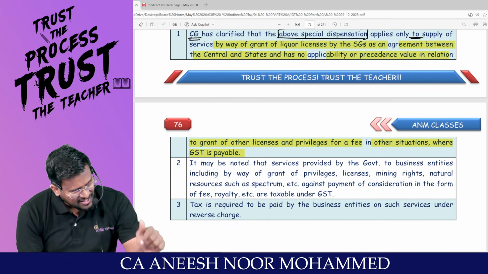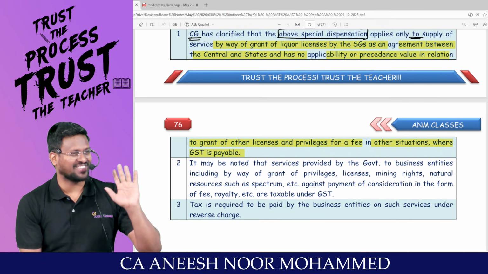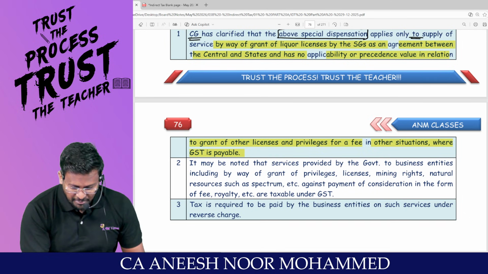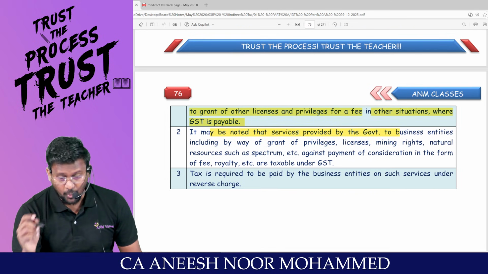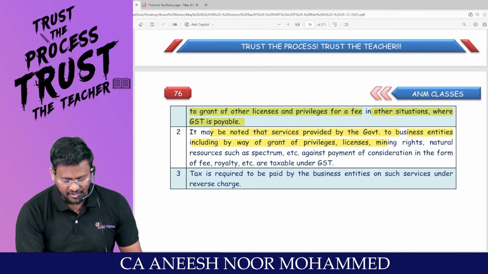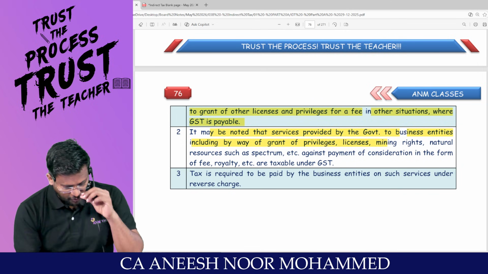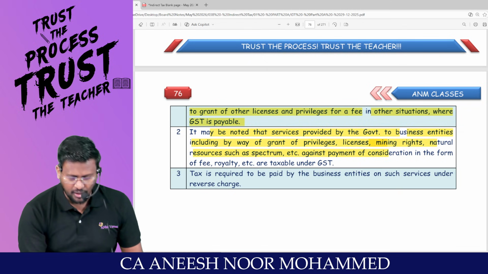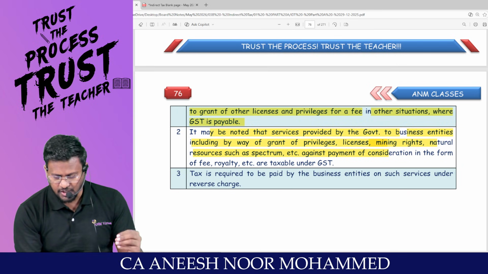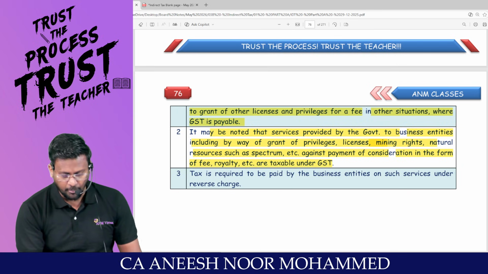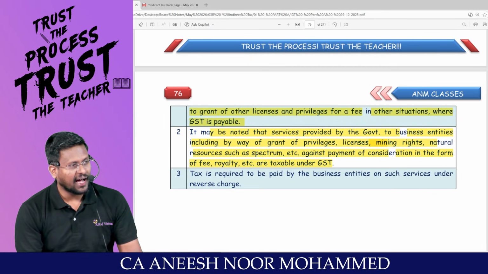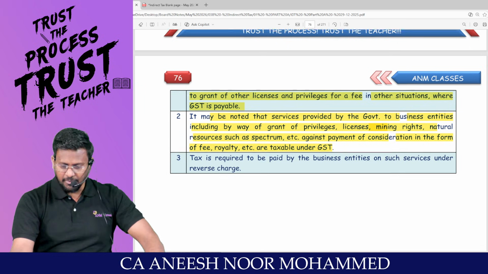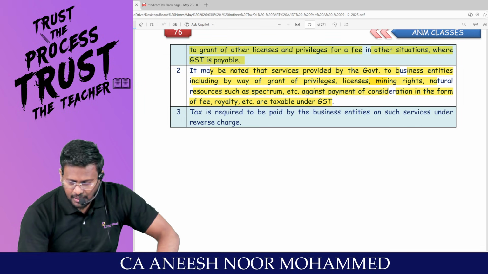For that consideration, what is there? GST is there. Very good. What a clarification has been given. It may be noted that service provided by government to a business entity, including by way of grant of privilege, license, mining right, natural resource such as spectrum, against payment of consideration in the form of fee or royalty, is taxable under GST. For example, my dear lovable students, you want the mining rights.